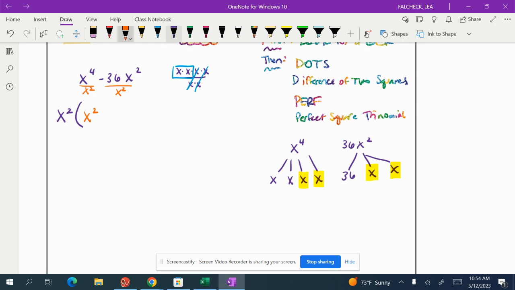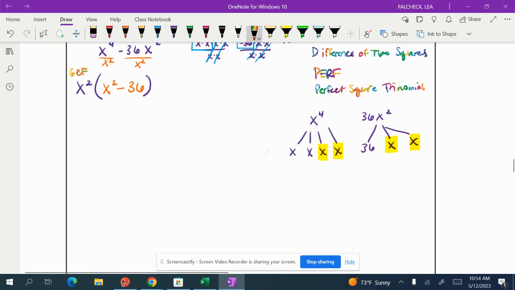Let's look at the second term inside of the parentheses. The second term is negative 36 times x squared, all over x squared, which is x times x. Who's going to cancel now? We have x over x, it cancels. We have x over x, it cancels. And what we are left with is a negative 36. So the second term inside of our parentheses, once we have factored out the GCF of x squared, is a negative 36.